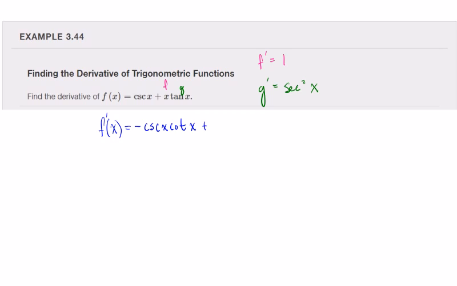Good, so we'll have f prime, so 1 times regular g, plus g prime times regular f, right? And you could actually, once again, just go straight to the answer. So that would be just putting this in the front, just simplifying this. And then 1 times anything is itself. So our final answer could be negative cosecant cotangent plus tangent plus x secant squared.